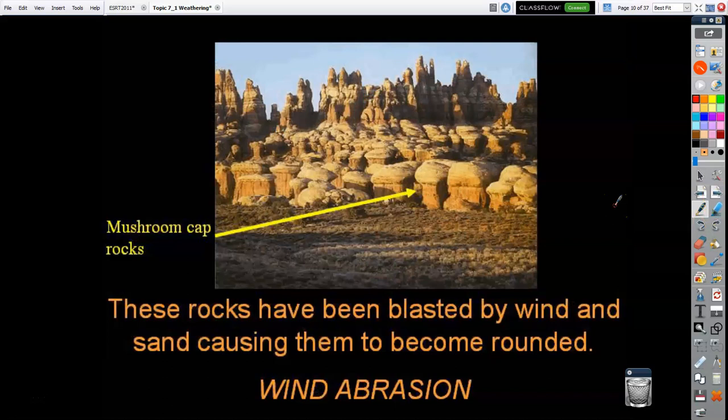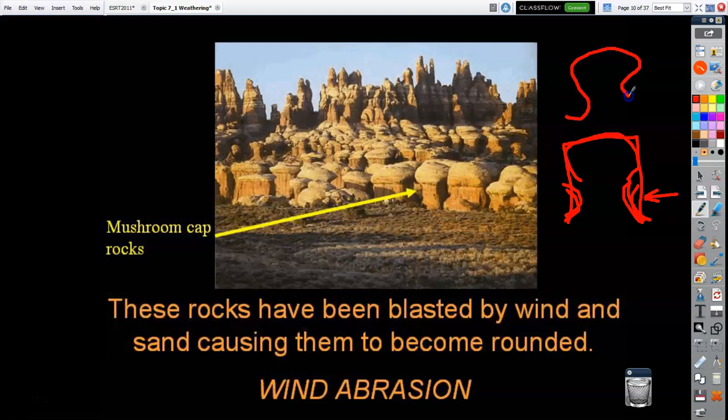This is not ice. This is done with wind, which is a form of erosion, but they call them mushroom cap rocks. So what happens is the rock might start out looking pretty straight and right angle like this. The wind will blow in from the east or from the west and start to eat away at the rock over here on the side and round out the top of these rocks, and you get these shapes eventually. If I draw a finished product, it will look something like this, and they call them mushroom cap rocks.